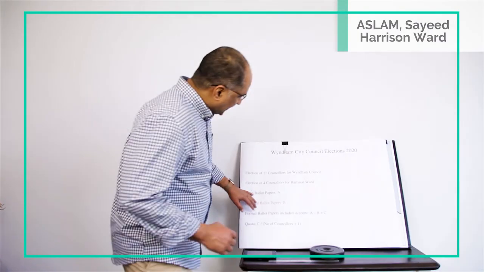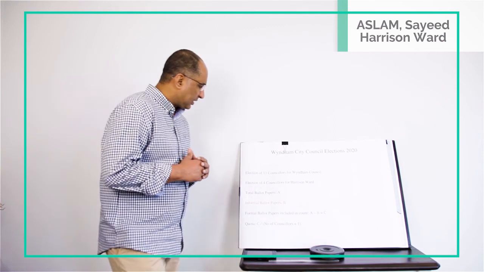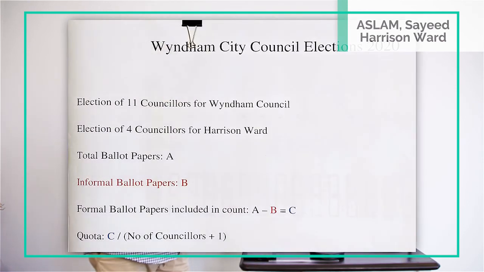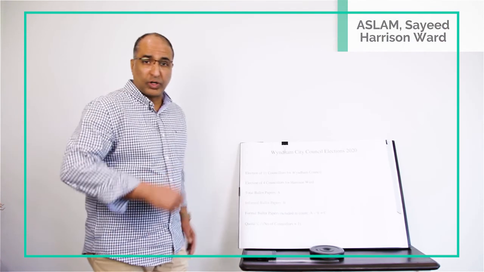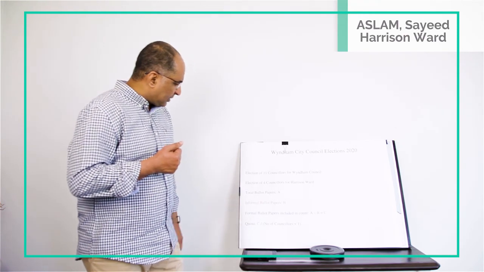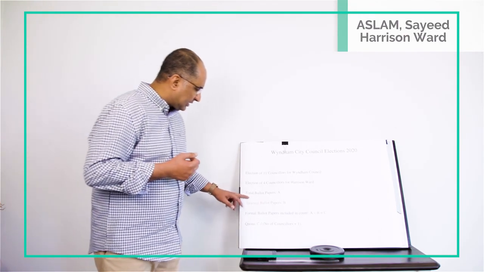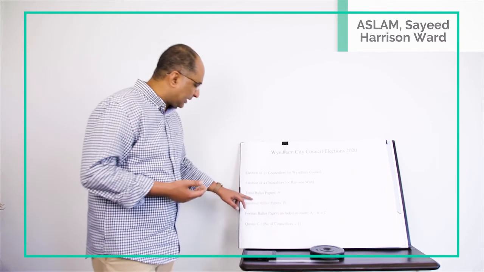This sheet is basically to explain how a quota is calculated. Now, we are going in elections to elect 11 councillors in Wyndham Council, 4 out of Harrison, 4 out of Shafi, and 3 out of Eramo. Now, I haven't taken numbers, but I think it's self-explanatory.